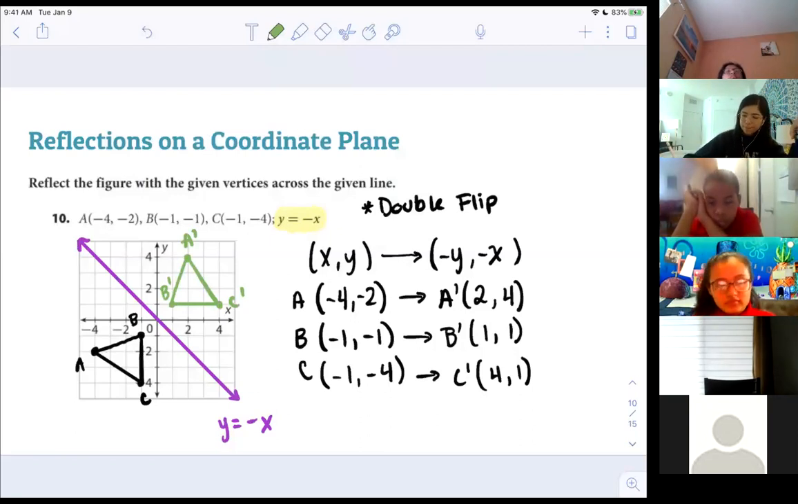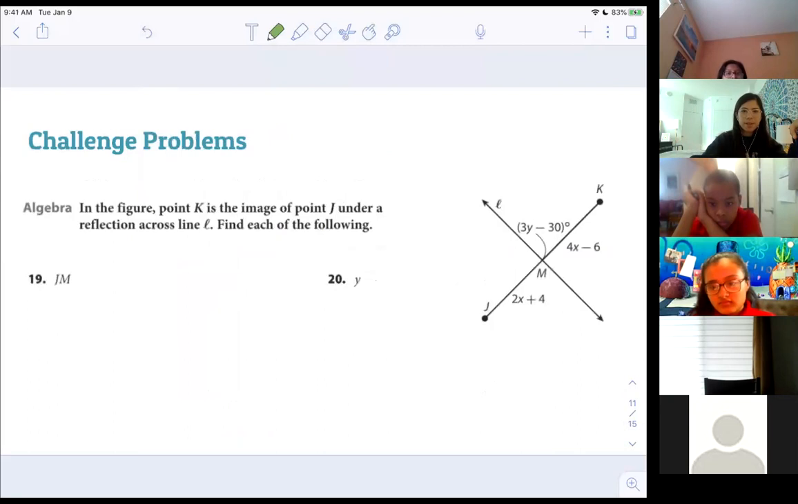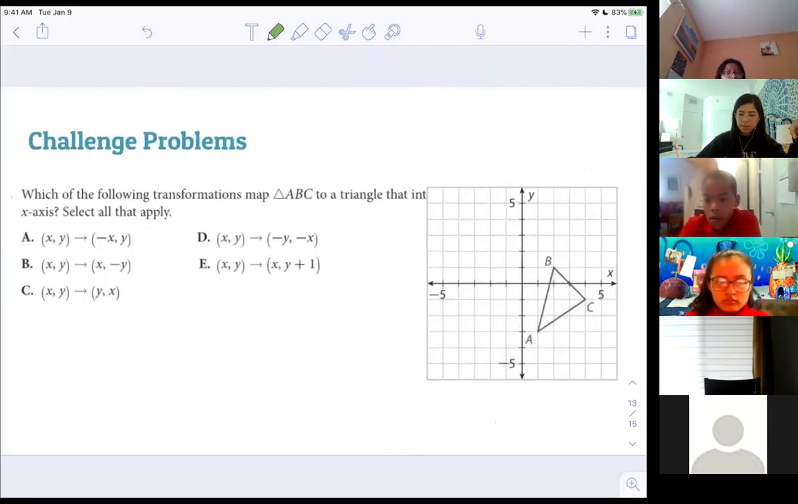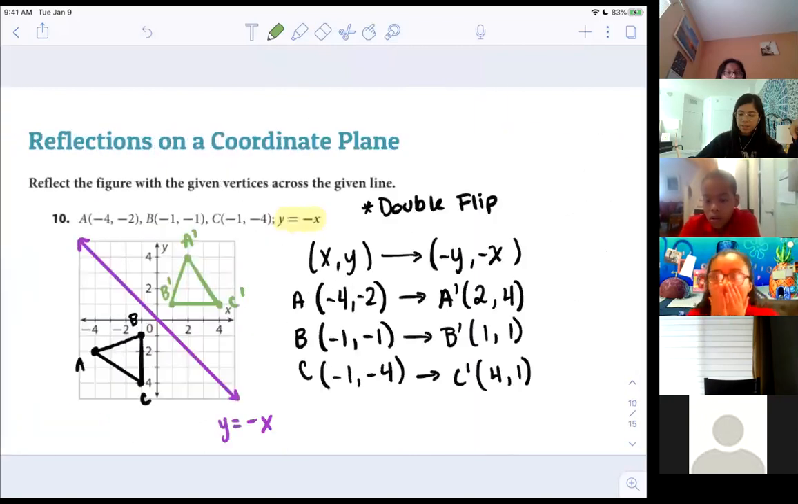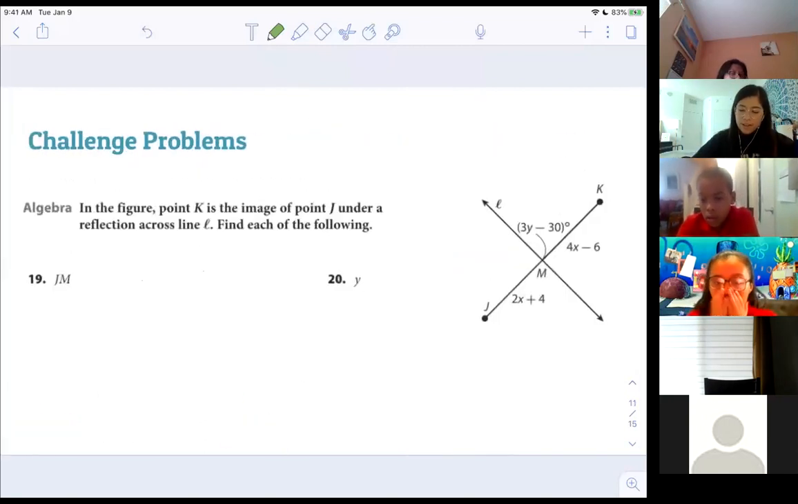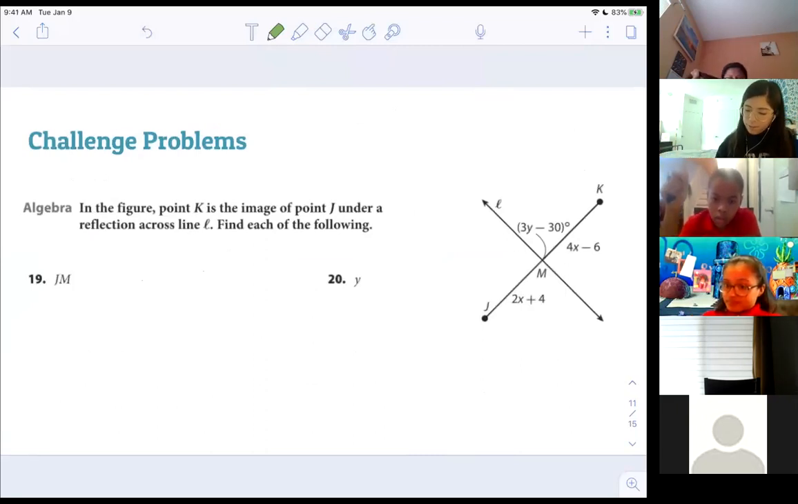Okay. Now, here's the last type of thing. I'm going to do a couple of challenge problems. I think just 2. No, 3. But honestly, I'm going to tell you right now, these are harder than what's on your tests. So this is going to be real challenging, but you can still do it because y'all are smart.